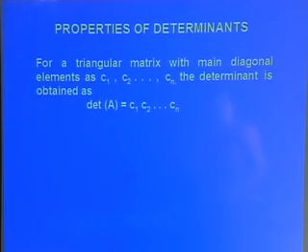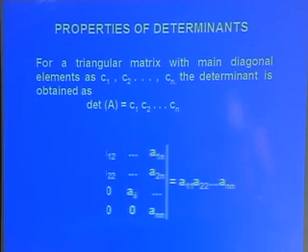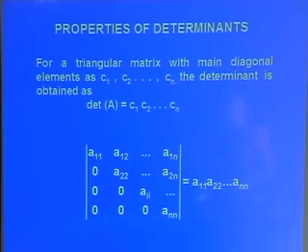Now, this result can be generalized to a triangular matrix. If we have a triangular matrix with main diagonal elements C1, C2, up to Cn, then the determinant is obtained as the product of diagonal elements. Let us see the proof for this. Let us consider this triangular matrix. This is an upper triangular matrix in which all the elements shown on the upper side of the diagonal are non-zero, while all the elements on the lower side of the diagonal are 0. If this determinant is to be evaluated, it comes out to be the product of diagonal elements.